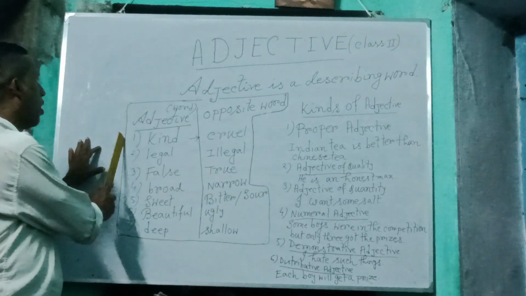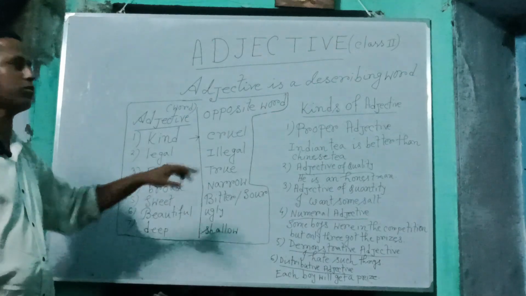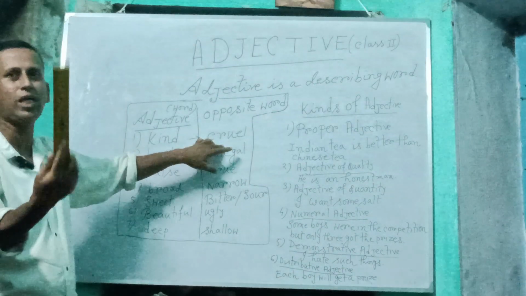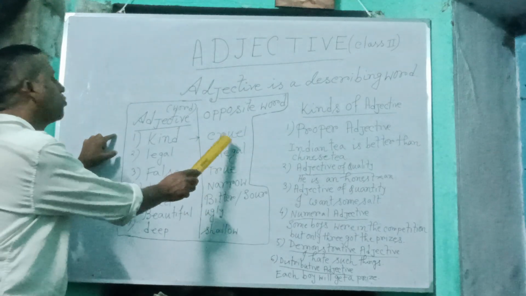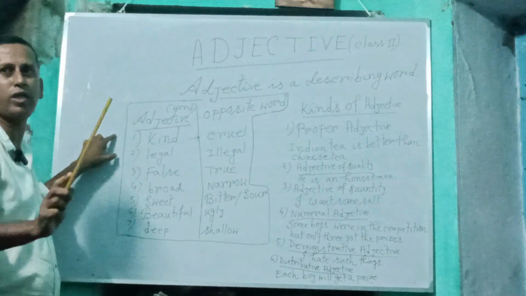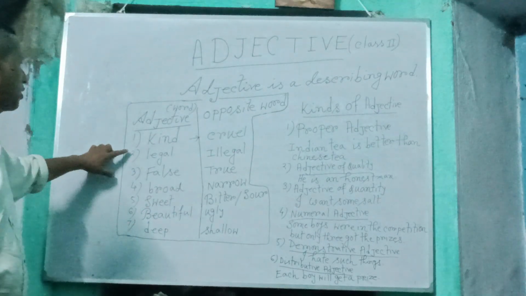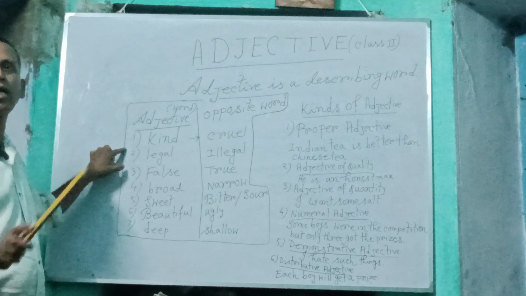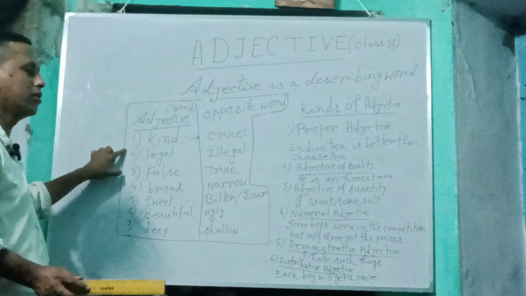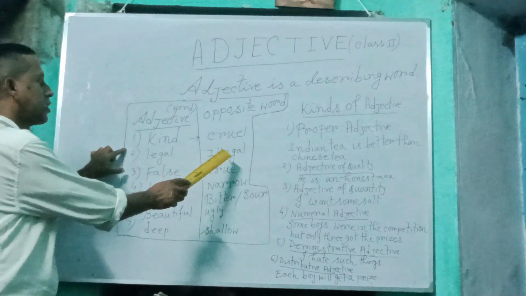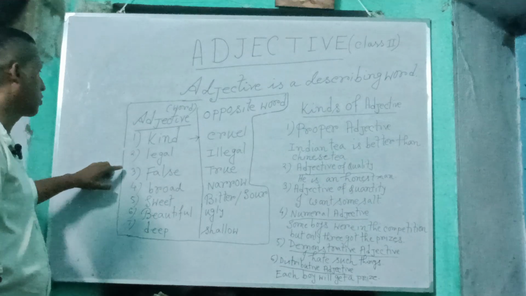Number one, the adjective word is kind, and the opposite word is cruel. And you have to make a sentence: he is kind or he is cruel. Make sentences in spoken English with the adjective. That is why implementation is very important. Number two, legal, and the opposite word is illegal. So legal versus illegal.